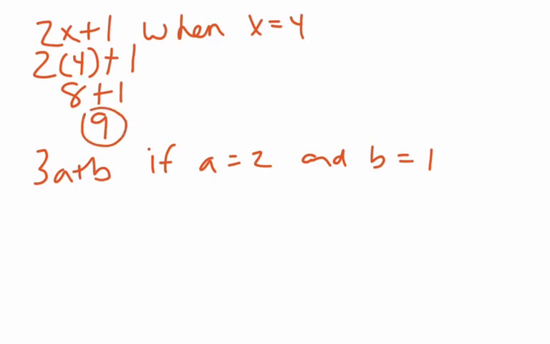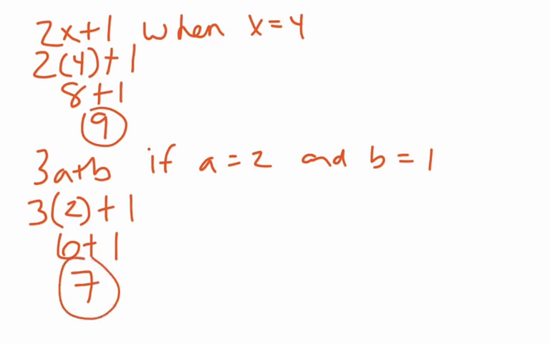The second one has 2 variables in it. So a is equal to 2 and b is equal to 1. So we take out the a and replace it with a 2. Take out the b, replace it with a 1. 3 times 2 is 6, and 6 plus 1 is 7.